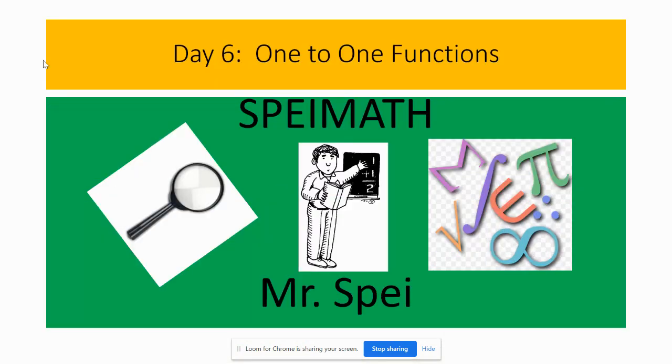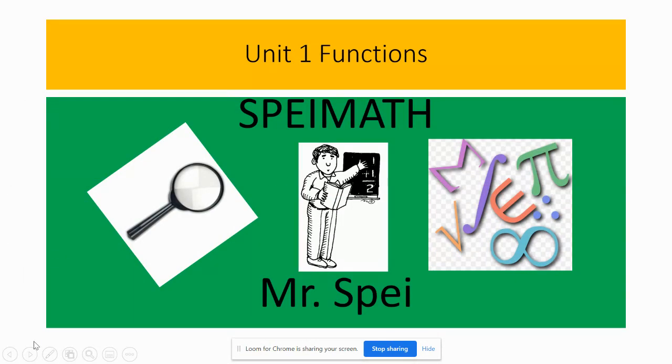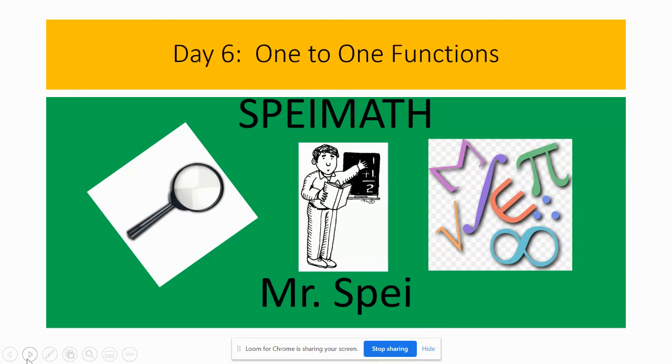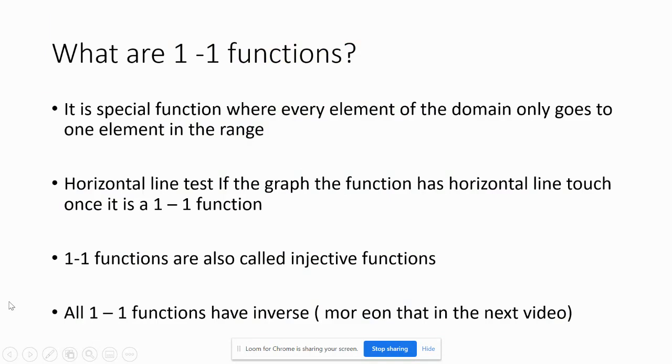Okay, a one-to-one function. A one-to-one function is a special type of function where every element of the domain only goes to one element in the range. To test to see if something's an injective function or a one-to-one function, we use a horizontal line test. The horizontal line test tests to see if something has an inverse very often. You do it by drawing a horizontal line through the graph and seeing if the horizontal line only touches once.